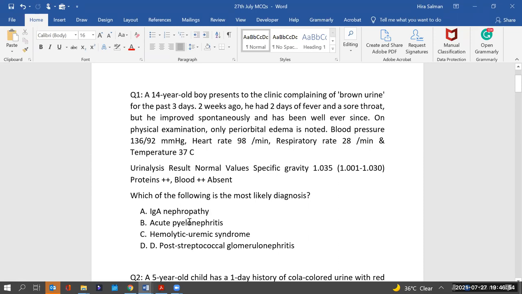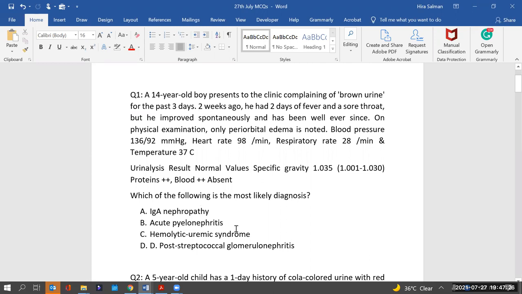Do you think it's an IgA nephropathy? Is it IgA nephropathy, or acute pyelonephritis, hemolytic uremic syndrome, or post-streptococcal glomerulonephritis? Based on the presentation, it's very much clear. But in order to make a diagnosis of IgA nephropathy, we will see this immune complex, so something about IgA must be mentioned in the question in order to make your diagnosis. You cannot say that based on only these findings.